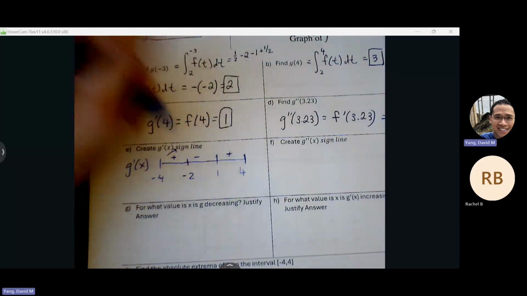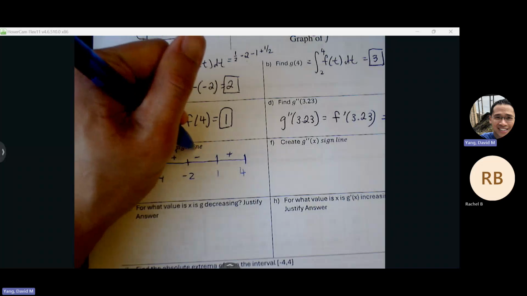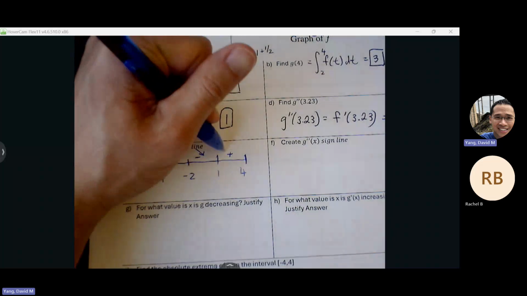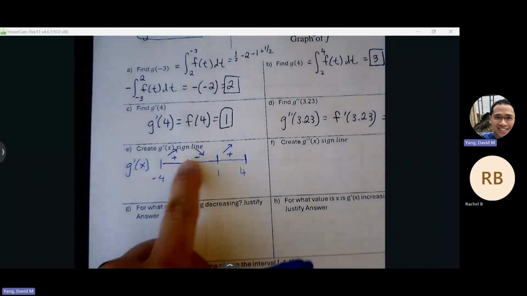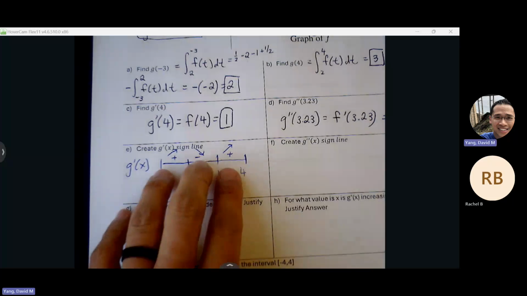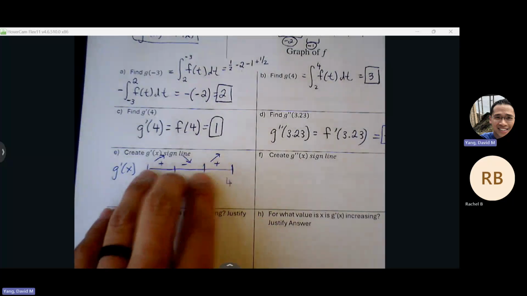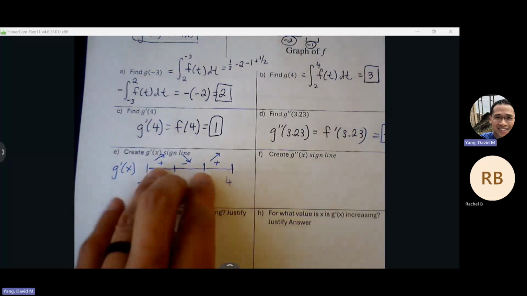So my G graph is rising. It's a relative max at -2, decreases. Relative min at 1, increases. So these arrows give us the actual movement of the G graph.